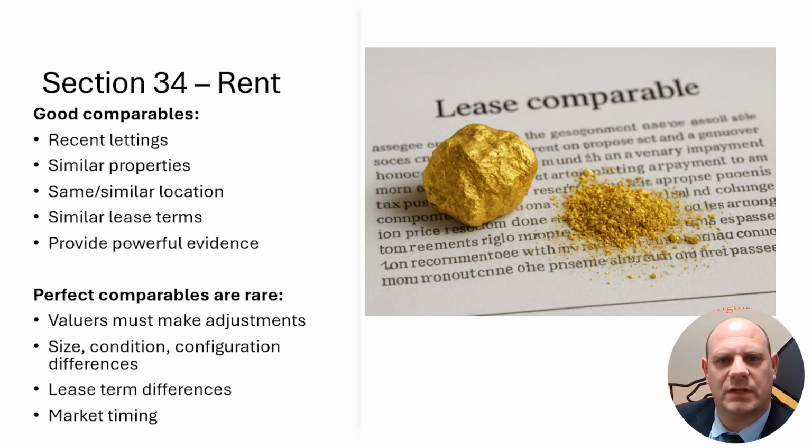The most critical element in any Section 34 valuation is comparable evidence. Comparables are other lettings of similar properties in the same or similar locations that provide evidence of what the market rent is. Good comparables are gold dust in rent disputes. If you can point to 3 recent lettings of similar properties in the same street at £40 per square foot, that's powerful evidence that the open market rent for your premises is around £40 per square foot, subject to any necessary adjustments. However, perfect comparables are rare.